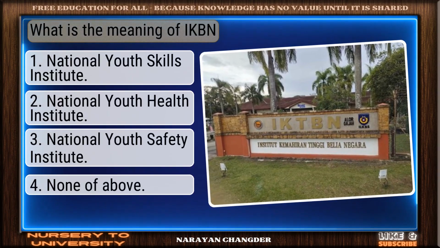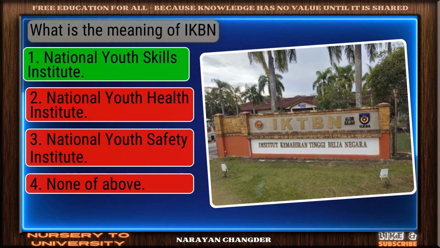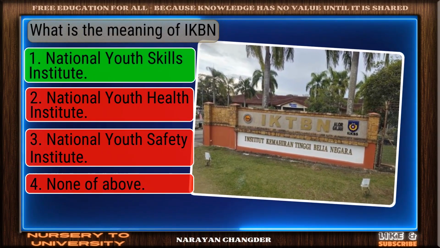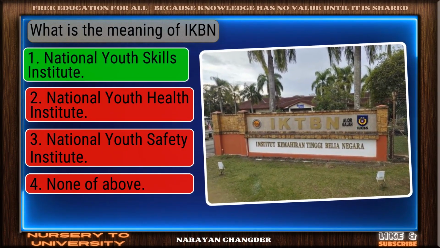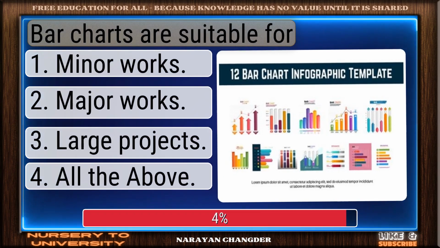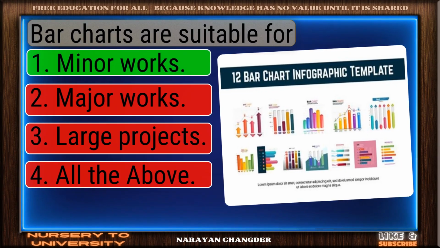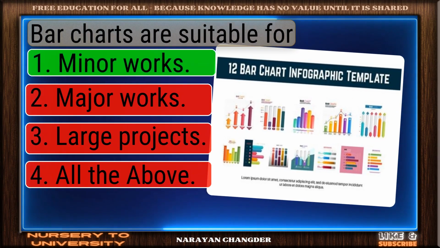What is the meaning of HEBEEN? Nicely done. National Youth Skills Institute is a solid answer. Bar charts are suitable for. Solid response. Minor Works is a valid choice.